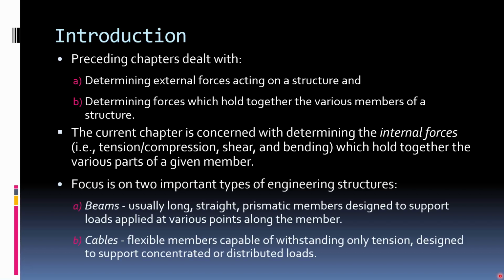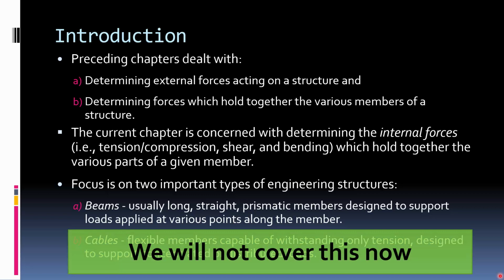The focus from this chapter is on two important types of engineering structures, specifically beams, which are usually long, straight, prismatic members designed to support loads applied at various points along the member, and cables. Now, having said that, we are not going to cover cables at this time, so we're going to focus our efforts on beams.